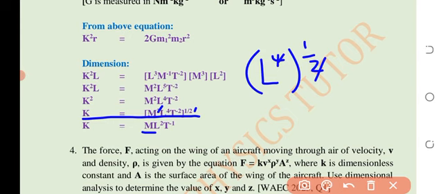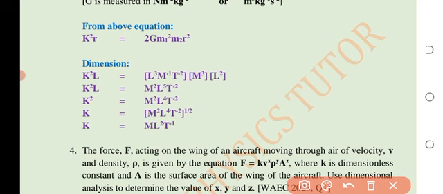In the case of T raised to power minus 2 that is carrying half, this will take the 2 away, that's why we are having T raised to power minus 1. That is what we just did to everything there, and we have the dimension of our K to be M L squared T raised to power minus 1. This represents the dimension of our K.